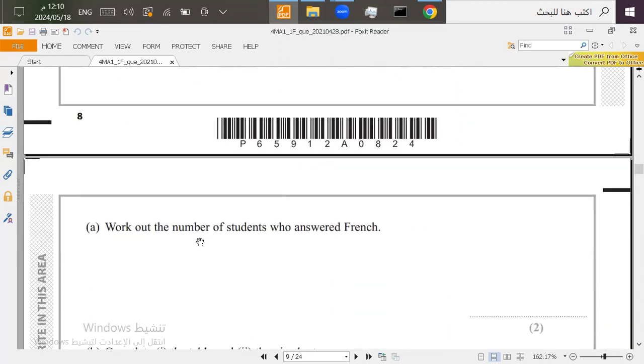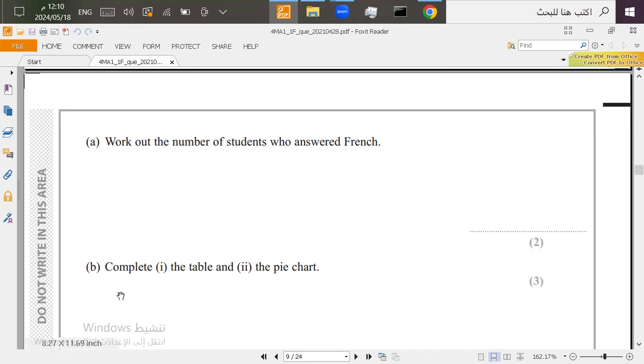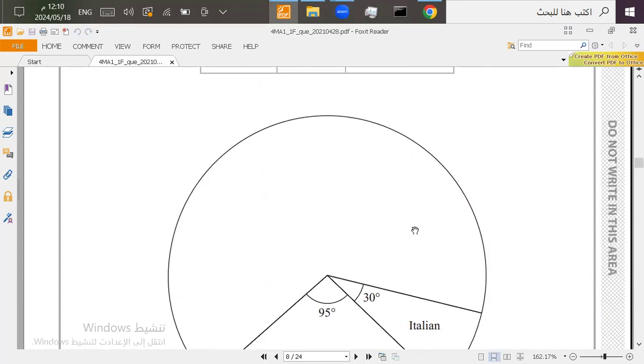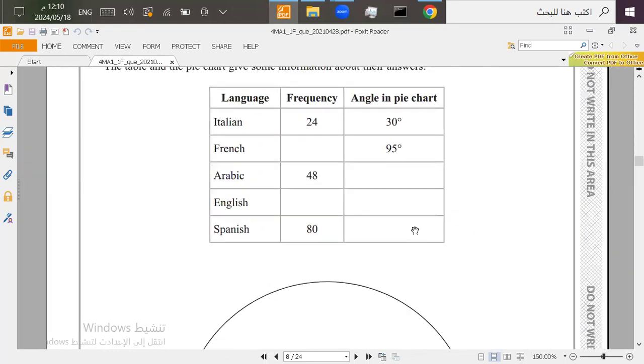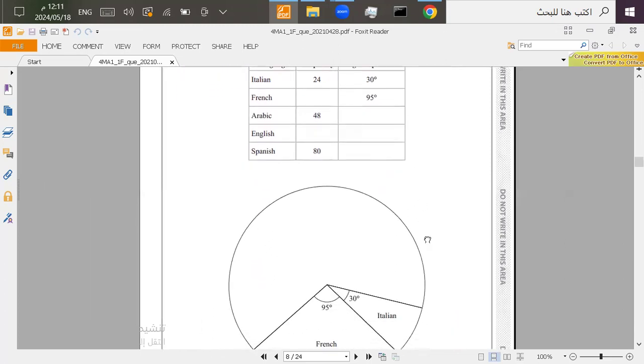First question, we got the number of students who answered French. So we're going to find how many people answered French, and then we're going to complete the table and the pie chart. Let's zoom out so we can see the whole thing.